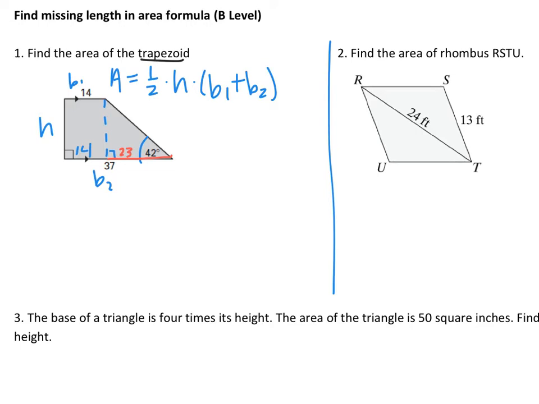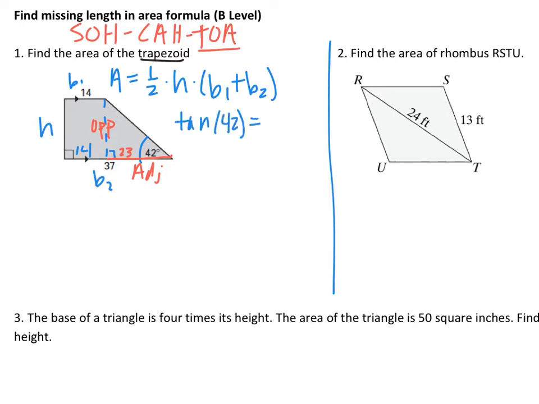And that 23 is our adjacent. The height going up and down that we want is our opposite. So if we think of SOHCAHTOA, where do we see O and A together? Well, that's in TOA, so we're going to use tangent. So we have tan of the angle, 42, equals opposite, which is our height, over adjacent, 23. Not the entire 37, just the part in the triangle.